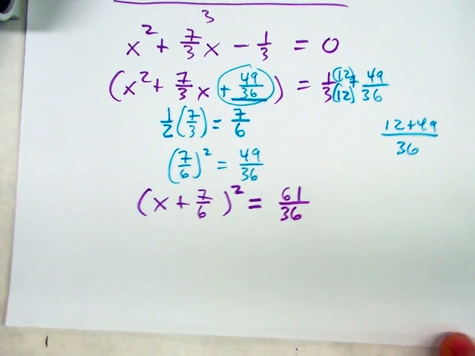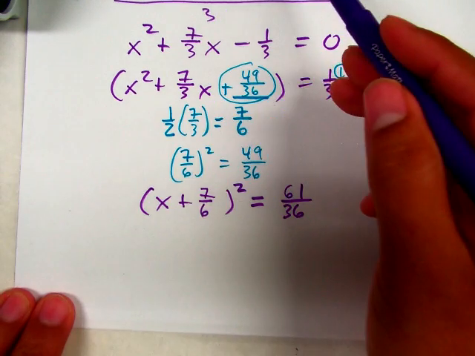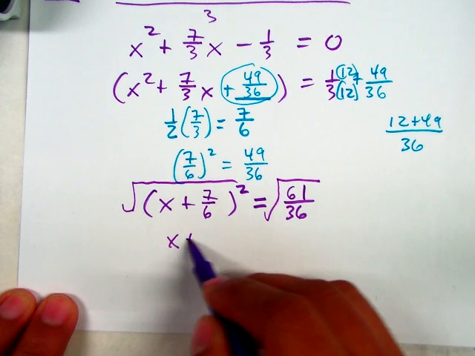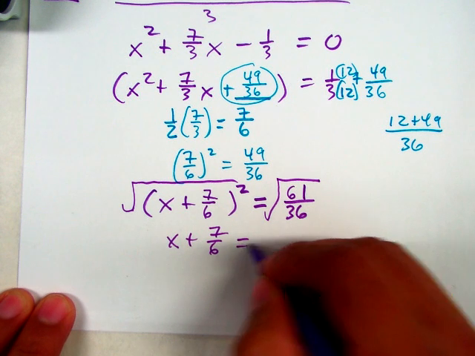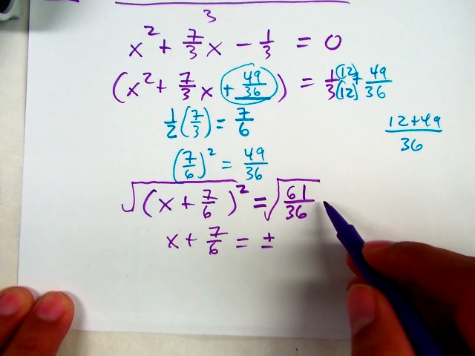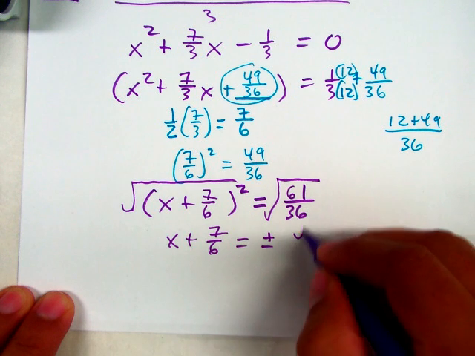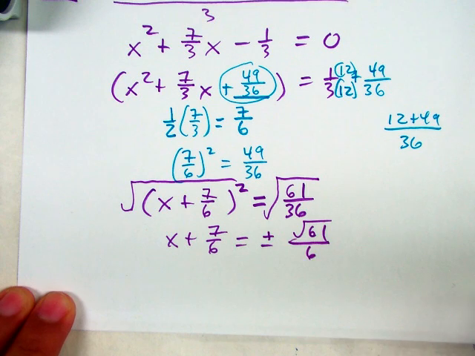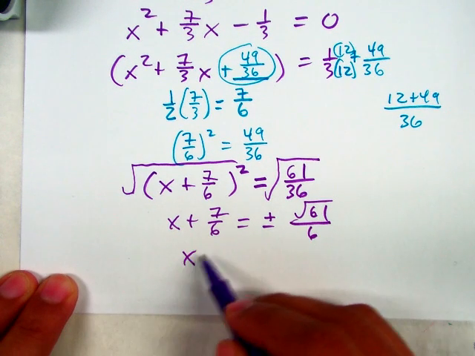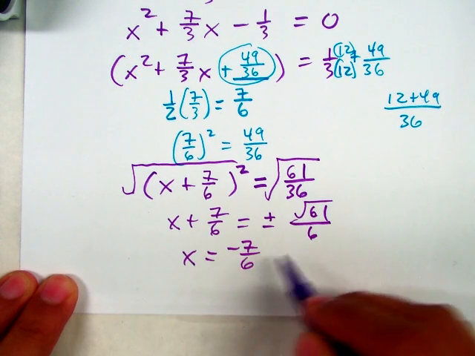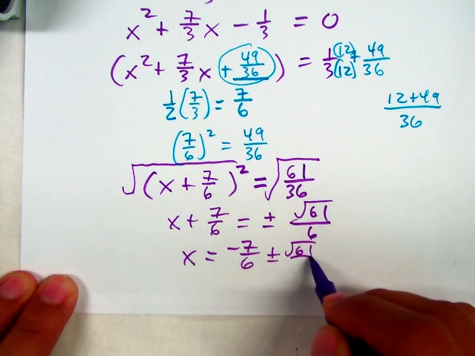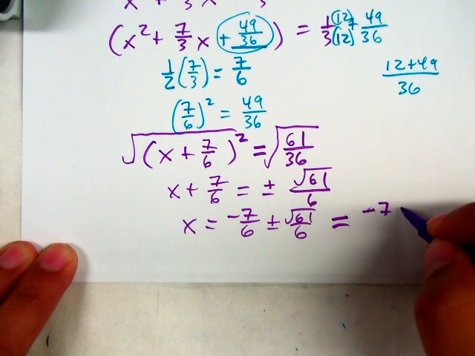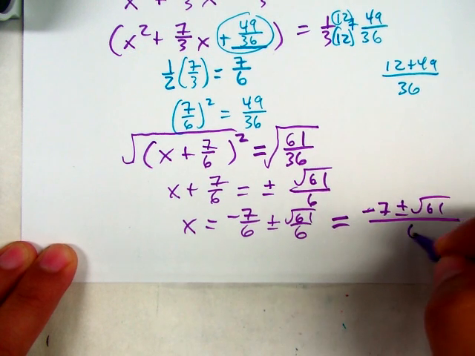Okay. And now we do exactly the same thing we did before. We square root both sides. So we got x plus 7 over 6 equals plus or minus square root of 61. Do we know it or does it reduce? So root 61. What about root 36? 6. And last step, move the 7/6 over, so we have negative 7 over 6 plus or minus root 61 over 6, which since they already have a common denominator, I'm just going to put everything into one fraction and put it all over 6.